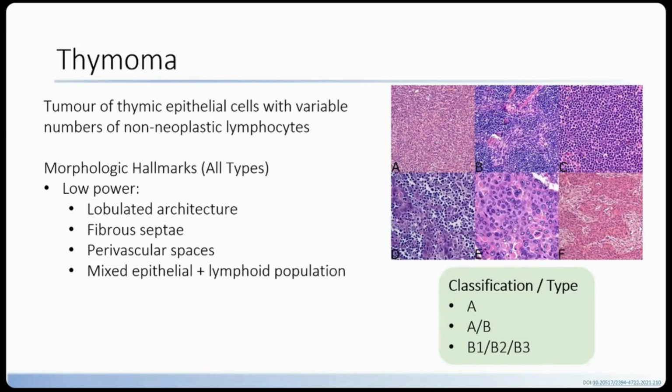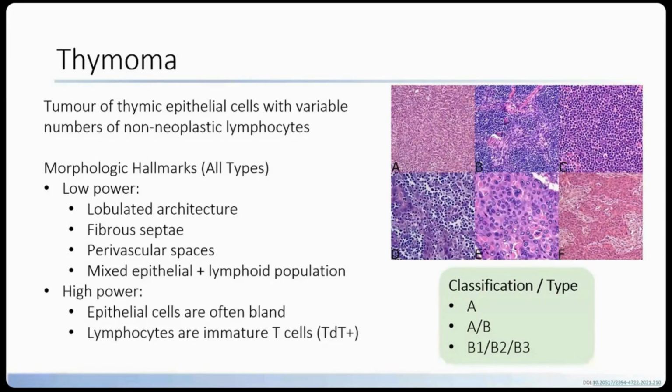And where you're in B1 thymoma territory, where it's very lymphocyte predominant, it's really important to spend time making sure, before you exclude thymoma morphologically, that there is no background epithelioid population lurking among those T cells. At higher power, as we've said, you want to look for the epithelial population, and you want to understand the nature of the T cell population.